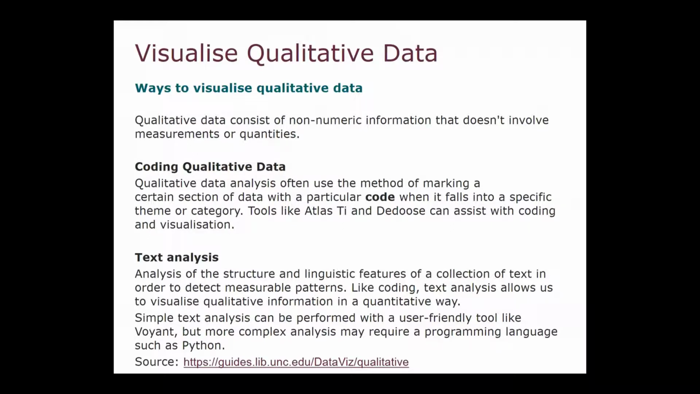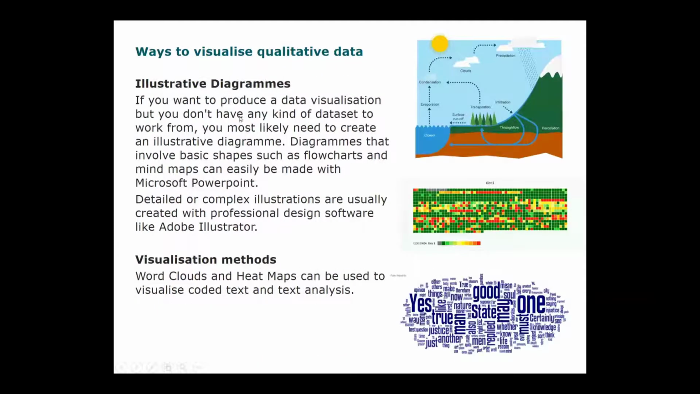So this is just to show you a bit more about the ways to work with qualitative data. There are three methods listed here that one can use in visualizing qualitative data. The first one is illustrative diagrams. If you want to produce a data visualization, but you don't have any kind of data set to work from, you most likely will need to create an illustrative diagram, like this example here at the top.